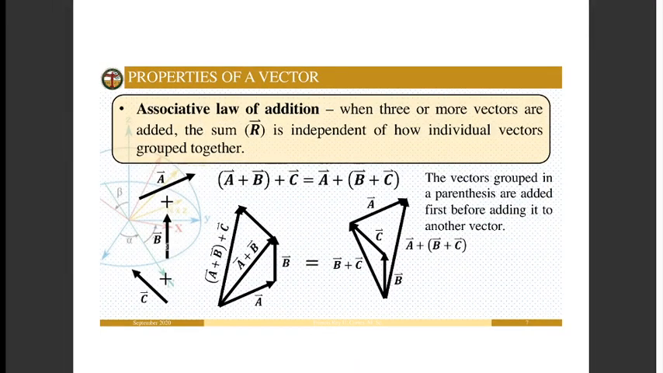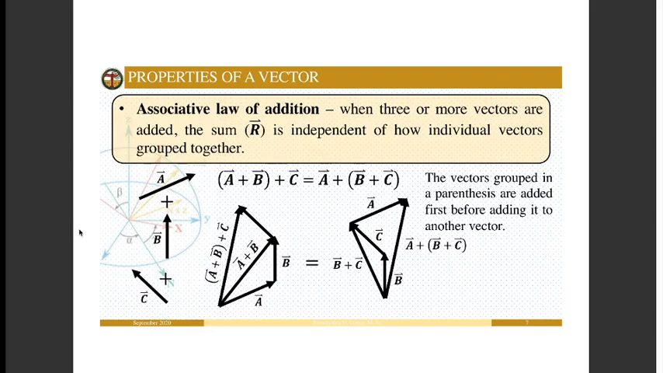So, Associative Law of Addition. This is the next property of vector addition wherein we have to add 3 or more vectors. In the commutative property, we only have two vectors to add. So, how about if we have to add 3 or more vectors? How can we add them together? Using the associative property.